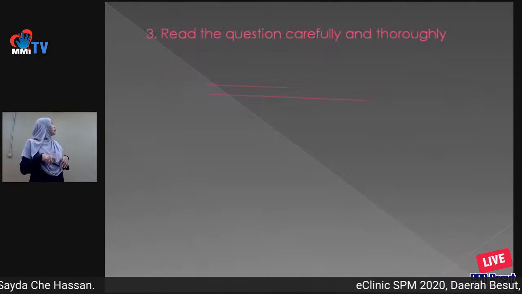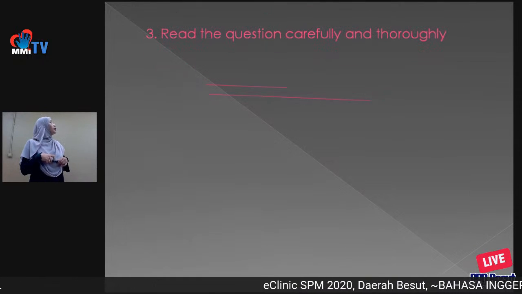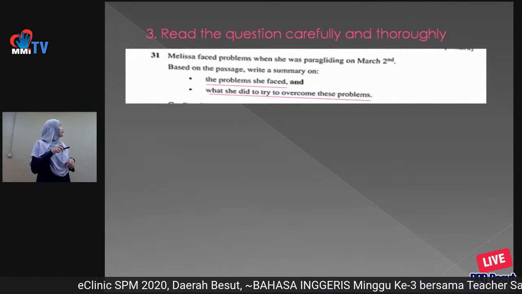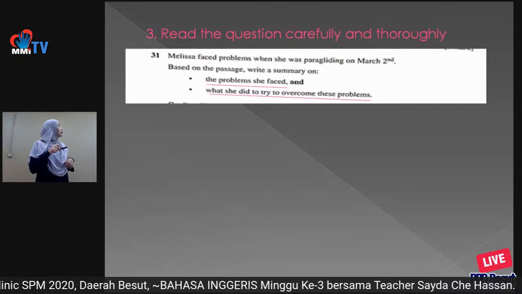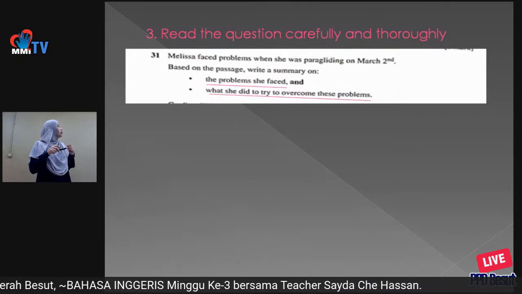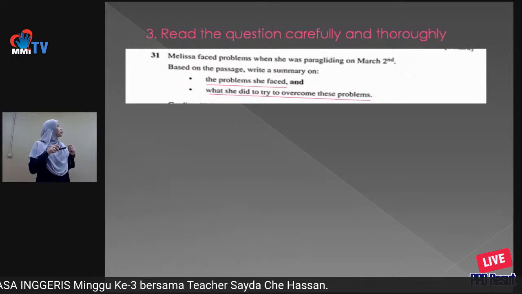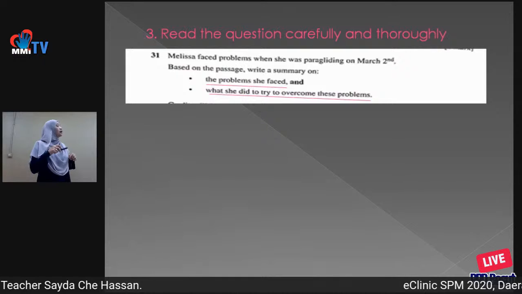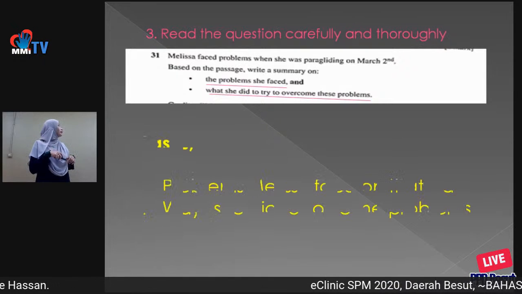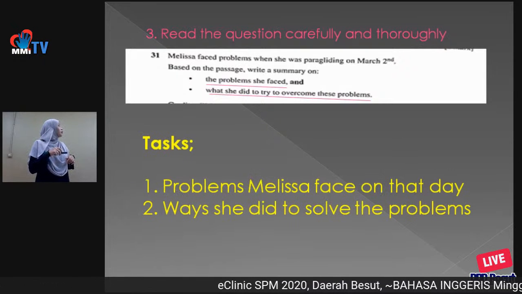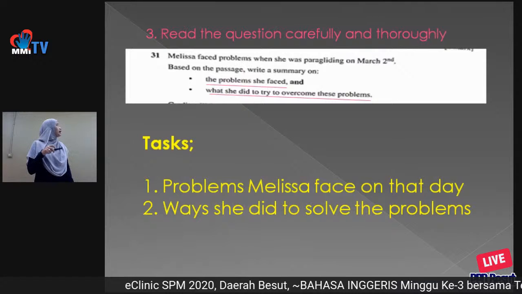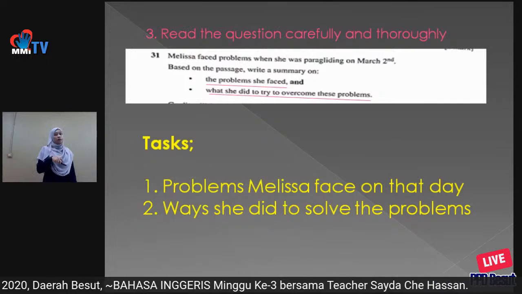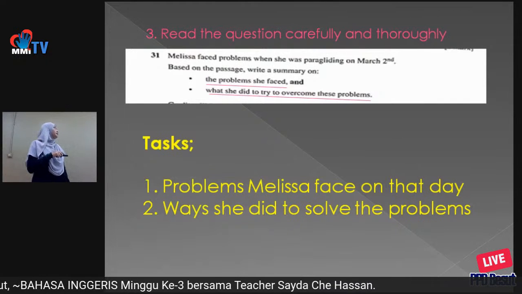Alright, number 3, read the question carefully and thoroughly. These are the questions. Underline: problems, and then how she overcame. When she had the problem, what did she do to solve it? The task is the problem Melissa faced on that day, on 2nd March, and then the way she did to solve the problem. What did she do?